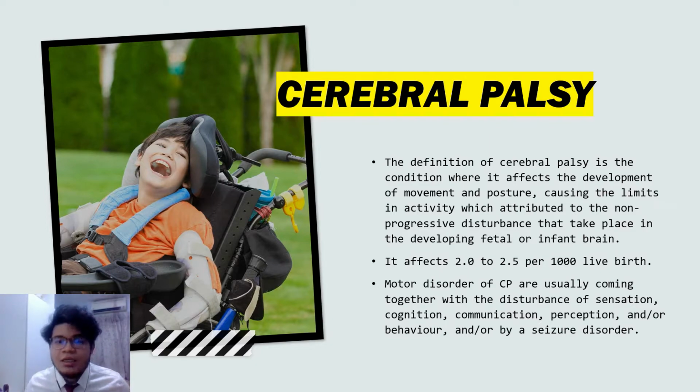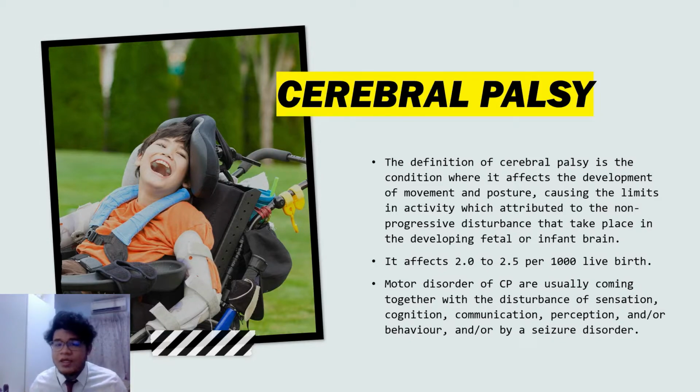So what does it mean? It is a condition that affects their movement and their posture, which means they might not have any control over their movement and posture. And it takes place in the fetal or infant brain. Fetal is basically after the embryo stage, it becomes a fetus. So it was in their mummy's stomach.